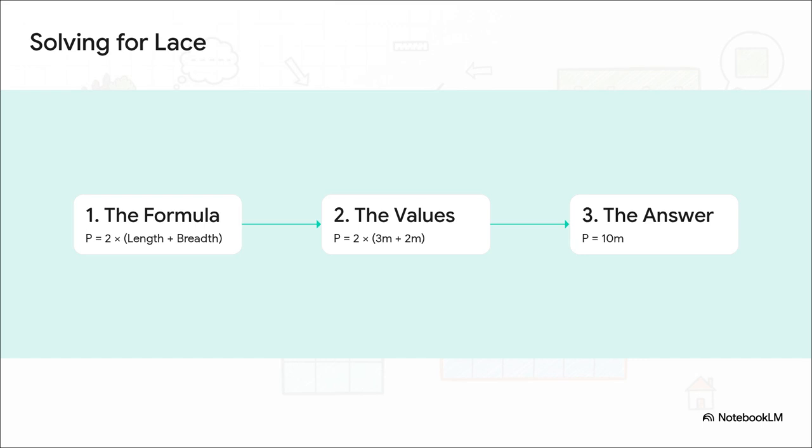First, we grab our formula. Then we just pop in the numbers for the tablecloth. That's 3 meters plus 2 meters. That gives us 5, right? Multiply that by 2 and you get your answer. We need exactly 10 meters of lace. See? A perfect real-world use for perimeter.